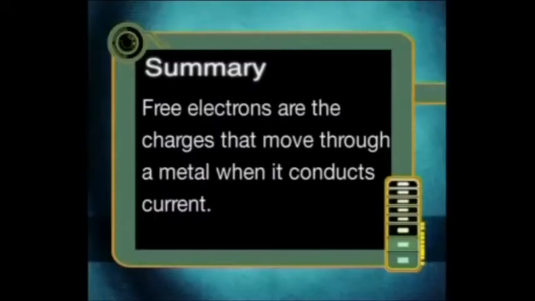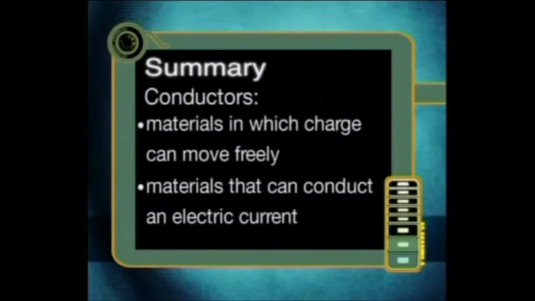Let's now sum up everything we've learnt in this lesson. Free electrons are the charges that move through a metal when it conducts current. In some materials, such as metals, for example copper, charge can move rather freely. These materials can conduct an electric current. We call such materials conductors.